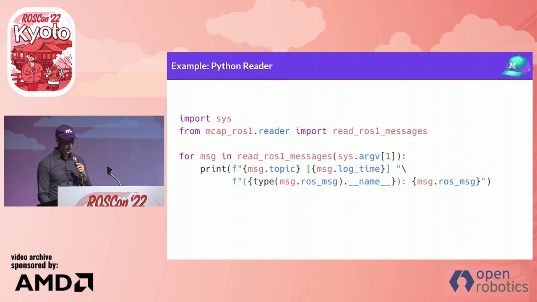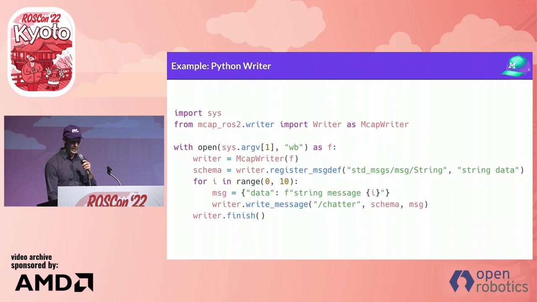I'll step through a few of the examples. I don't want to do a whole code deep dive, but just to show you what the APIs look like. This is a very high-level API that we have for reading in Python. One important note about this is that there's no dependency on a ROS environment. You do a pip install, and you can run this anywhere. The same goes for the writing side. Here we're showing writing ROS2. I've put the message definition right in the example so that we don't need to source a ROS2 environment to get access to it, but you can do that as well.